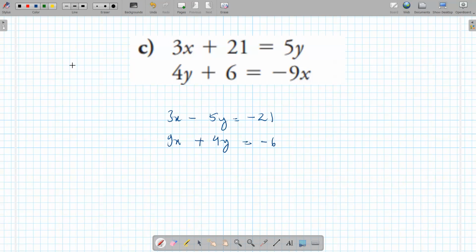So in this one, notice 9 and 3, yeah? 9 is the LCD between 9 and 3. So the bottom equation remains untouched if you want to get rid of the x's. But the top equation, what do we need to multiply this by? 3. 3, right? So it becomes 9x minus 15y equals -63. The x's, they have different signs. Do we add them or subtract them?